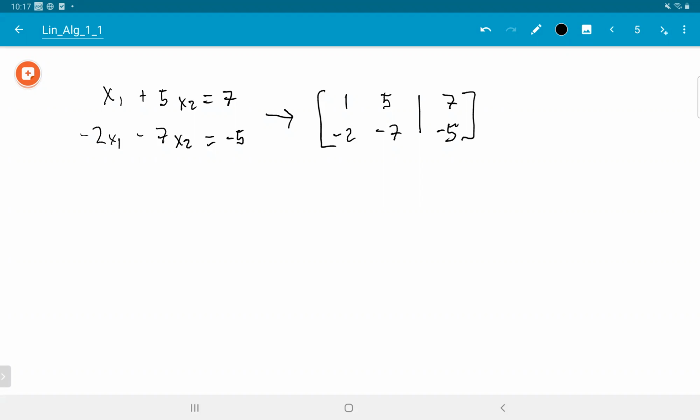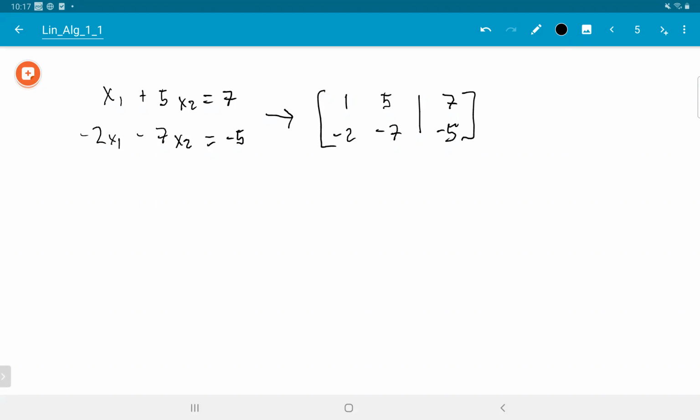And then the rules for elimination are: we can change the order of the rows, so we could switch these two rows around, and you can multiply any row by a constant, and you can add a multiple of another row to another row.